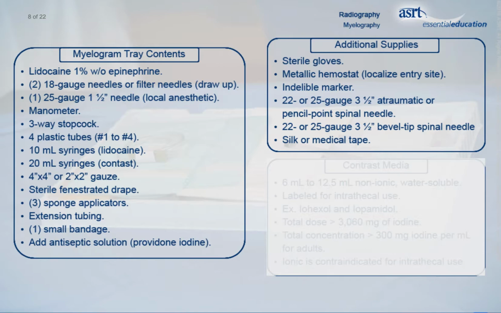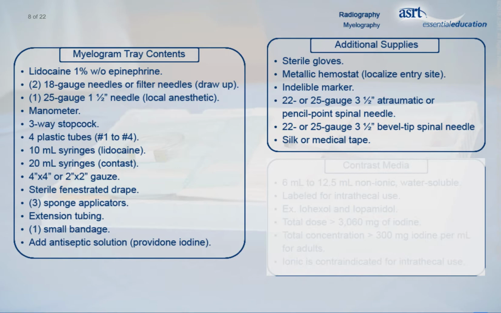The procedure requires sterile gloves, a metallic hemostat or instrument to localize the entry site, and an indelible marker. A 22 or 25 gauge 3.5-inch atraumatic or pencil point spinal needle, or a 22 or 25 gauge 3.5-inch bevel tip spinal needle can be used. Use of bevel tip needles may increase the incidence of post-dural puncture headache.